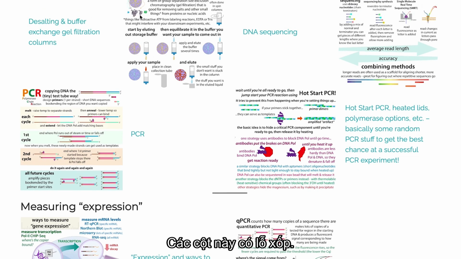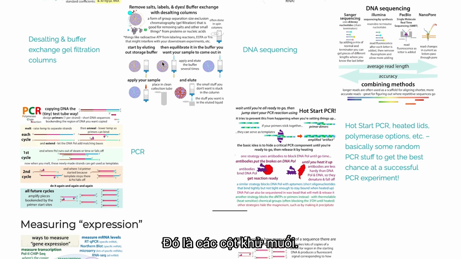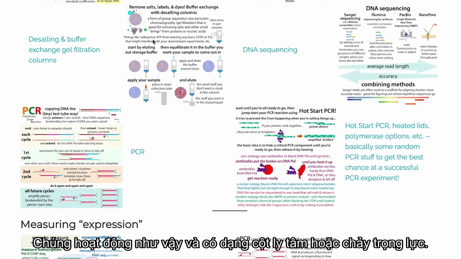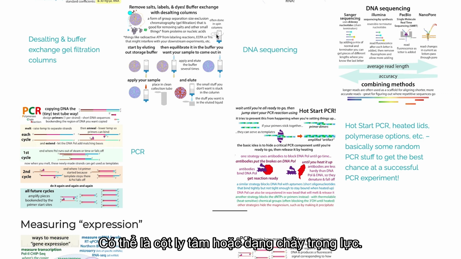Basically, these columns have pores in them, and so the little things are going to be able to get into the pores and get stuck in them, whereas the bigger things are going to go around them. So all those salts and that ATP and stuff is going to get stuck in the pores of these beads, and then your protein or your nucleic acid is going to flow through, and then you can capture it. So those are these desalting columns, something like a G25 or G50 or PD10. That's how these things work, and they're often done in spin columns, or they have gravity flow ones.